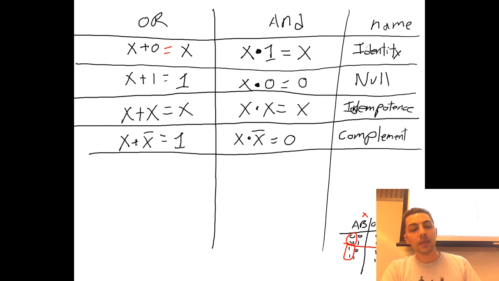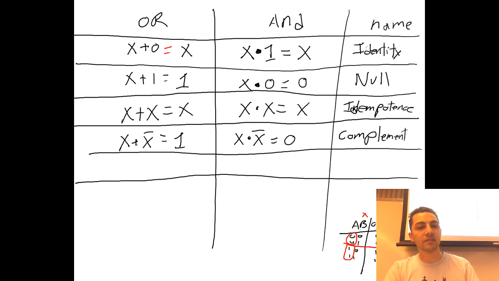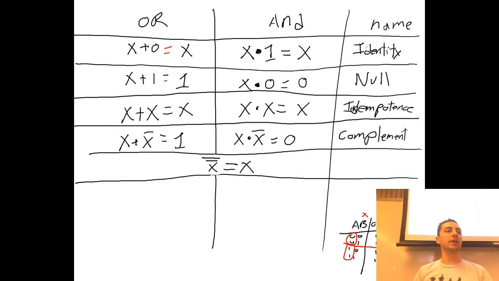All right. This next one doesn't really apply to AND or OR. It's kind of its own thing. So let me just show that there. If you take x and you invert it, and then you invert that again, you end up back where you started. I don't have the NOT table up there, but that makes sense, right?